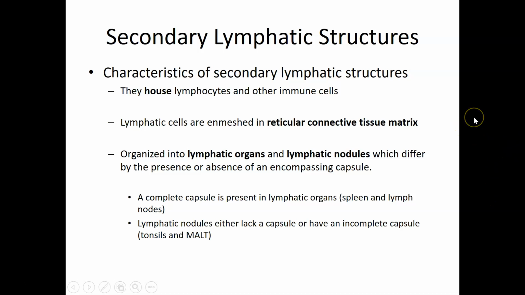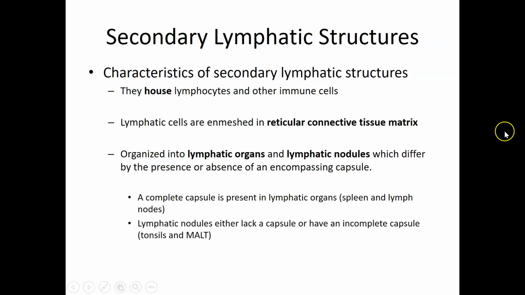Just to remind you, for the secondary lymphatic structures, some of the features, and we talked about this last time in the previous video. So they are housing mature immune system cells. And a characteristic feature, especially of the secondary lymphatic organs, is they contain a mesh of fibers called the reticular connective tissue. This forms a matrix in the interior of these organs, and this matrix is used to support immune system cells, and they're involved in immune surveillance.